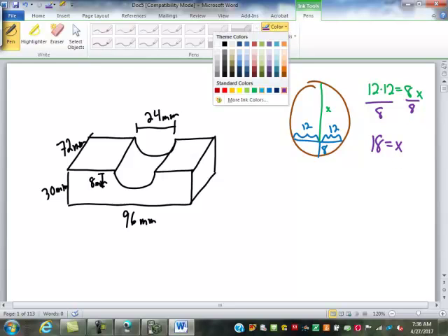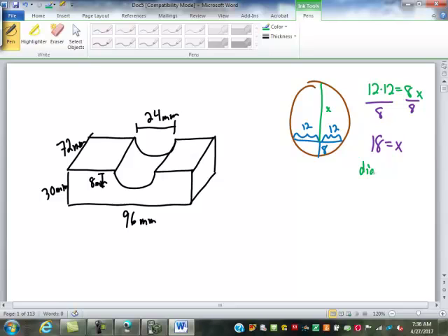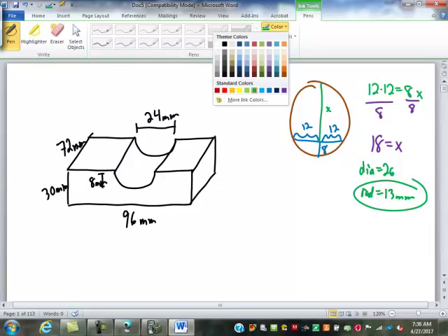So then the diameter is 26, and the radius is 13 millimeters. Questions so far? So that's the radius, that's the easy part.